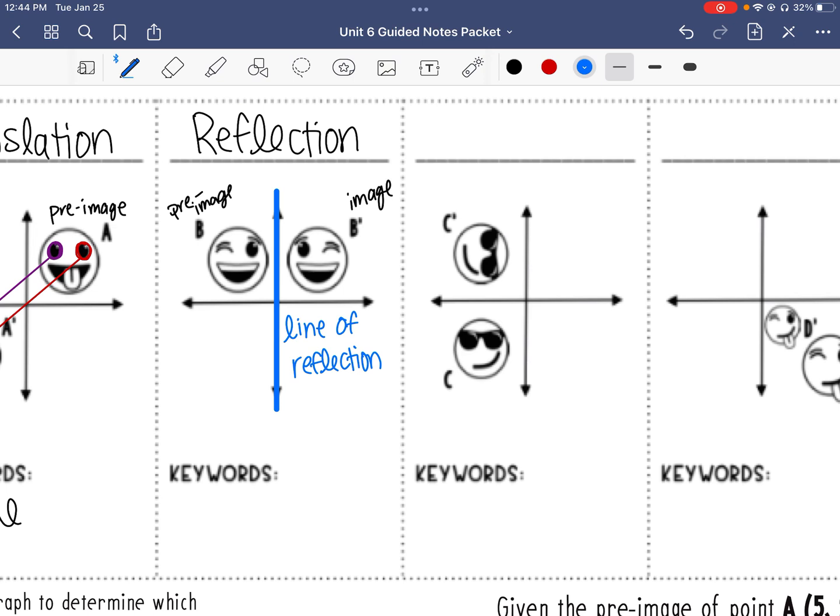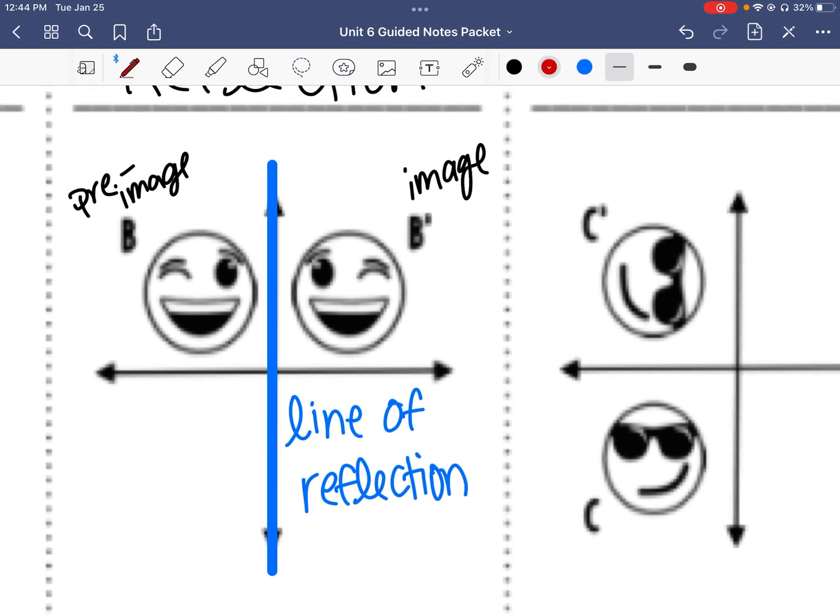So one of the questions I always ask in class is, how do you know that that's a reflection? And students have a really hard time being able to explain that to me. Okay, so I want to show you. So here's the eye that's open, and it ends up here. So it goes from here to here.